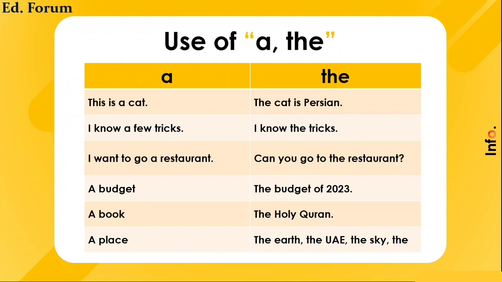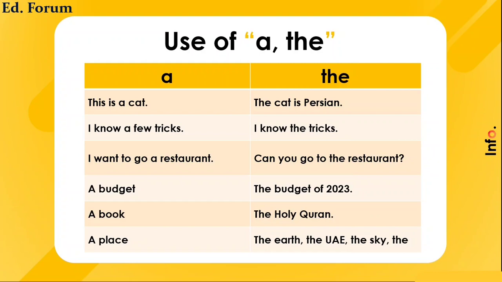And what if I'm talking about a place? There are so many places in the world, common noun and singular as well. But if I'm talking about a specific place, the proper noun, I'll say the earth. The earth. The UAE.